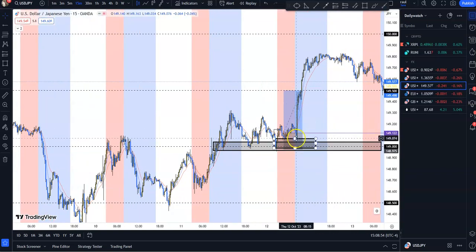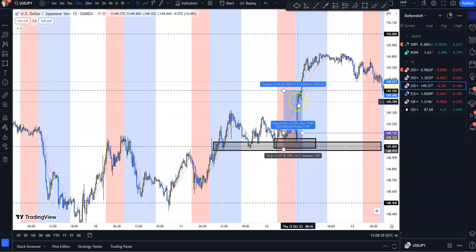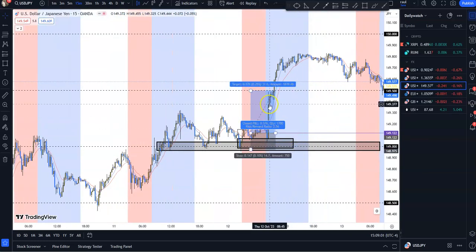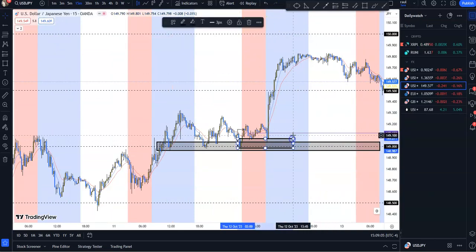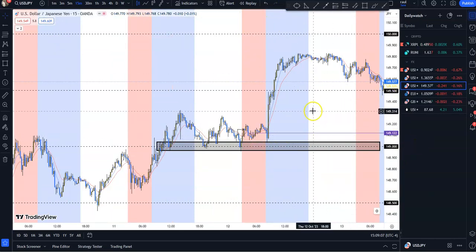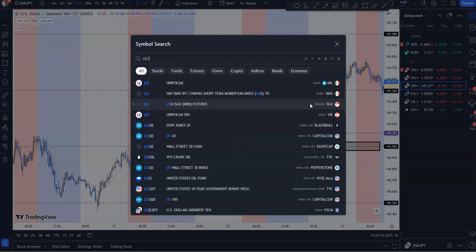You can see it did play around, came back in here, and then we probably had news at 8:30 that made the price take off. But yeah, that's a full setup. Let's go over US30.